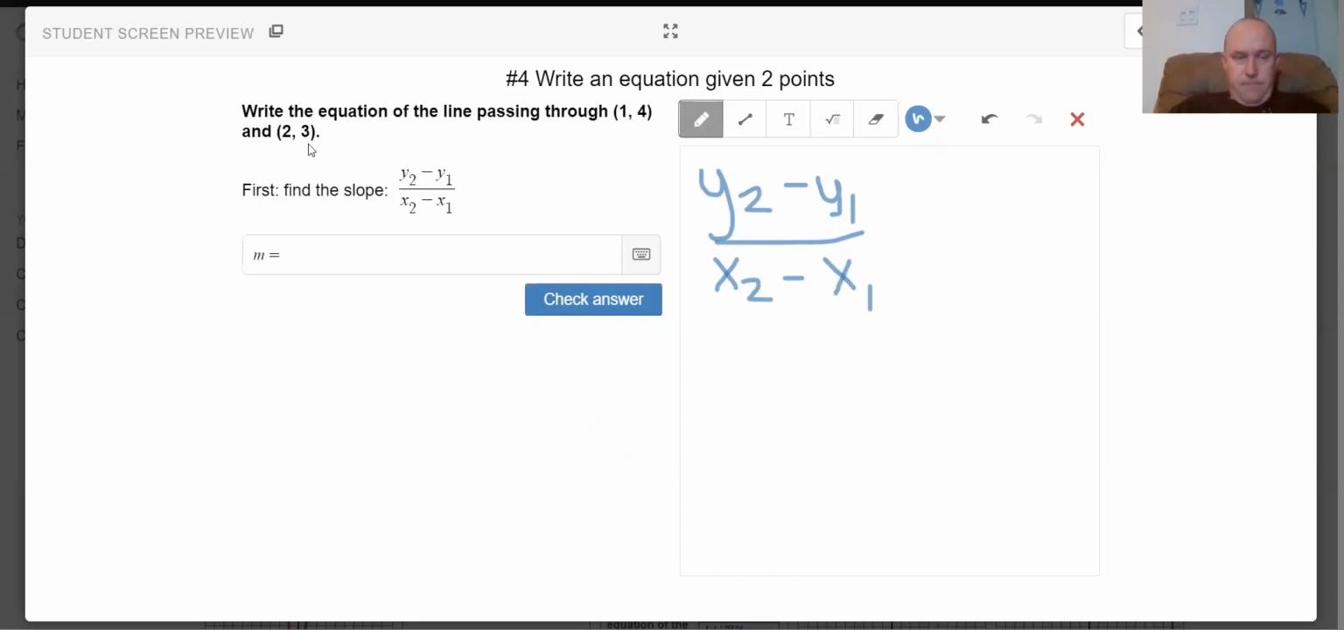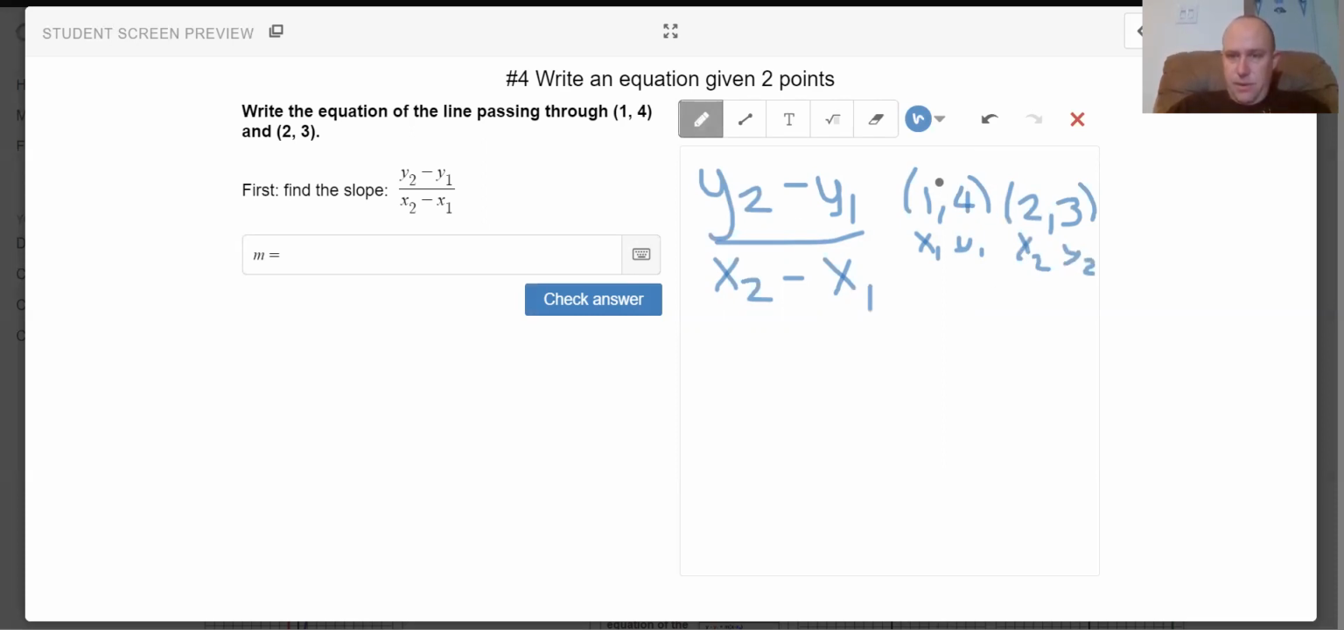So for this question here, normally I would want to write these out first. Let me just move my little picture out of the way here. There we go. So 1, 4, and 2, 3. So as I label these, this would be x1, y1, just like we did previously. And then this one here would be x2, y2. And I apologize, that's not very neat.